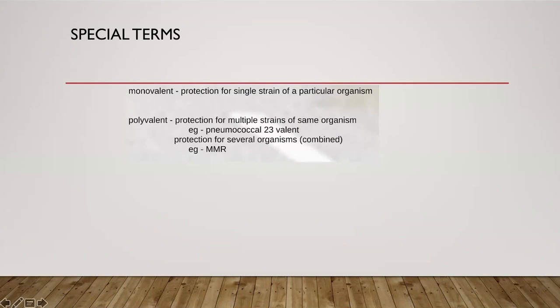When you say a polyvalent vaccine, that means it protects multiple strains of the same organism, or it can protect several organisms, like combined vaccines. So when we say pneumococcal 23-valent vaccine, it means 23 strains of pneumococcus are protected. But MMR, a combined vaccine, is also a polyvalent vaccine, but it is not protecting against strains, but protecting against several different organisms.